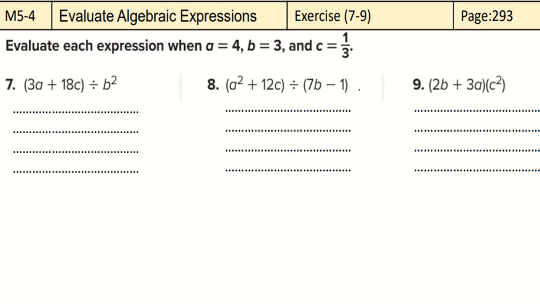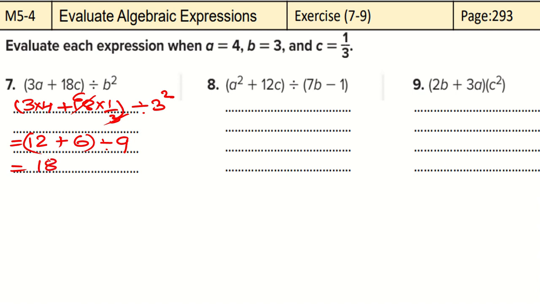Now next is the same type of question, evaluate with a little more difficult expression, but the method is the same. Okay, let's follow the BODMAS rule or PEMDAS rule here. Value of A is 4, so 3 multiply 4. Value of C is 1 over 3, so 18 multiply 1 over 3 divided by B square, meaning 3 square. So this is 4 times 3, which means 12, plus 18 divided by 3 is 6, and 6 times 1 is 6, divided by 3 square, which means 9. Now 12 plus 6, because it is in the bracket, so it will be calculated first. So 12 plus 6 is 18 divided by 9, which means 2.